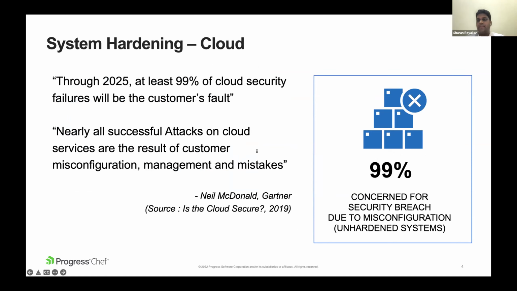According to a 2020 research study conducted by Global Intelligence for IDC, security misconfigurations or lack of system hardening were one of the top security concerns indicated by the top 300 CISOs who participated in the survey. And based on the Gartner report, through 2025, at least 99% of cloud security failures will be the customer's fault. So basically, it will be a result of customer misconfigurations, customer mistakes, and the customer's mismanagement of their end systems.